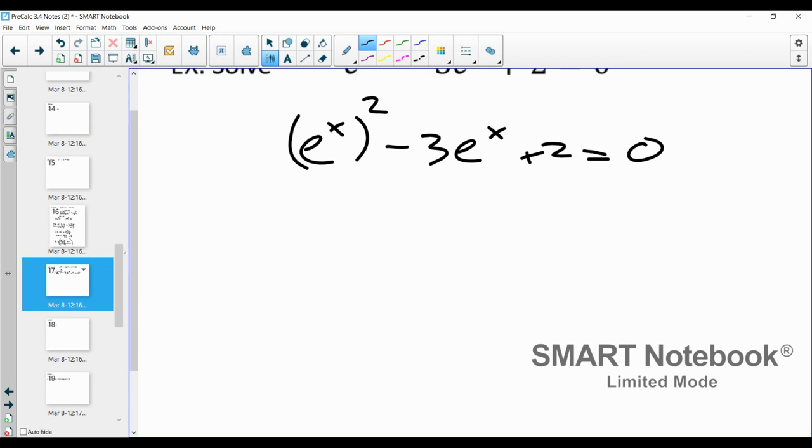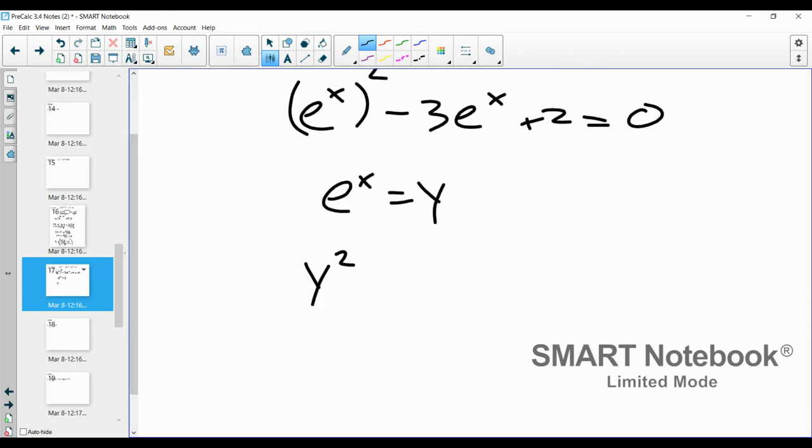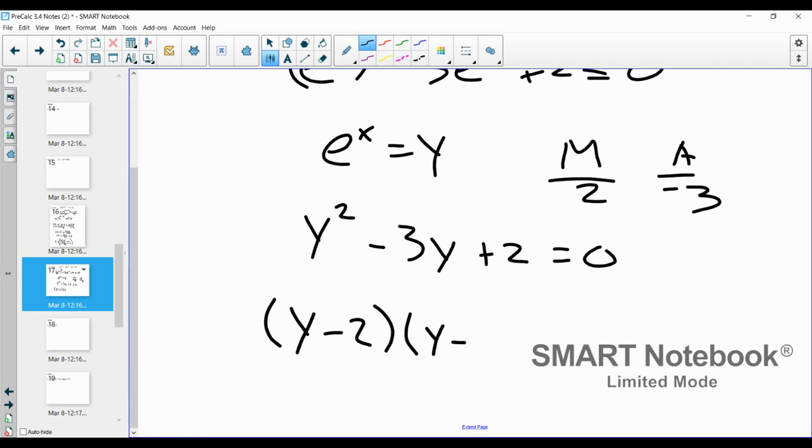So this is what I'm going to do. This is my next step. I'm going to say e to the x equals y. And I'm going to plug in y for all my e to the x's. So this is then y squared minus 3y plus 2 equals 0. And I'm going to then factor. Okay, so I need to multiply to 2, add up to negative 3. And so this is going to be y minus 2, y minus 1 equals 0.